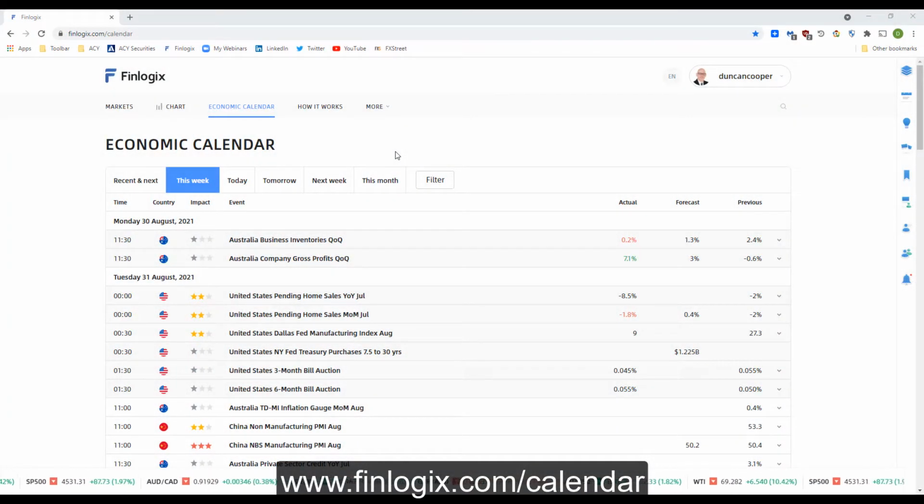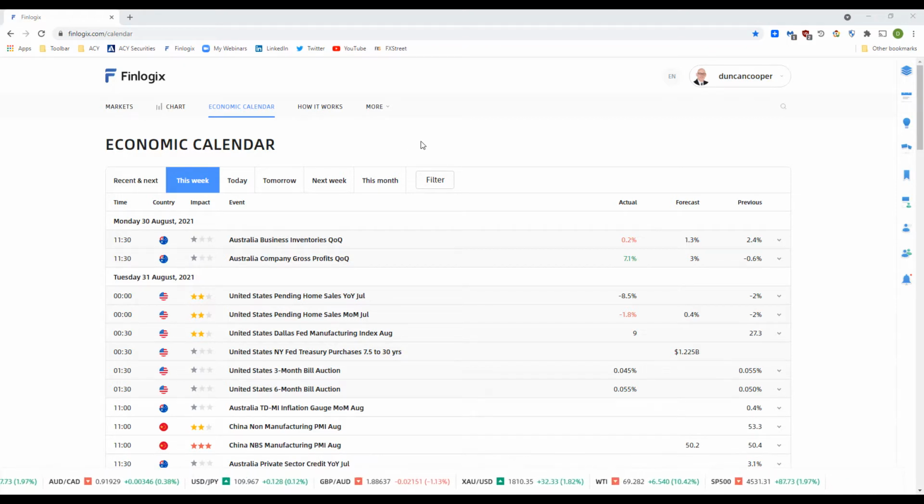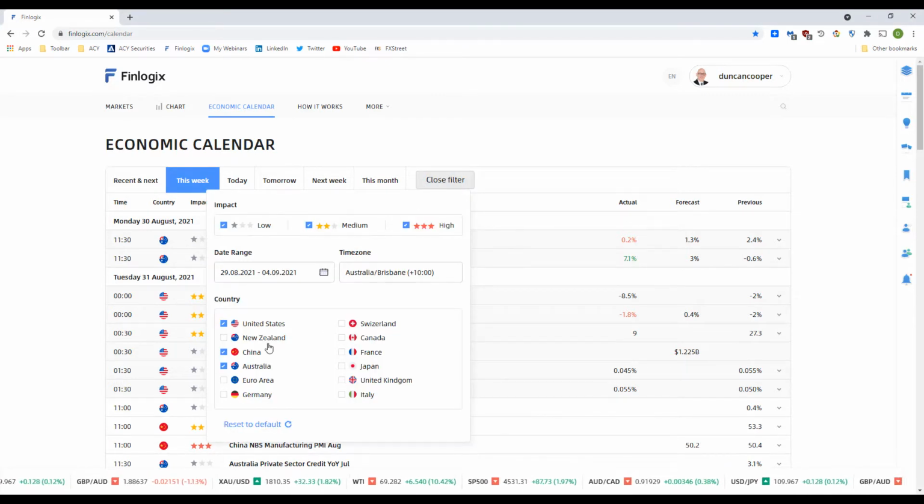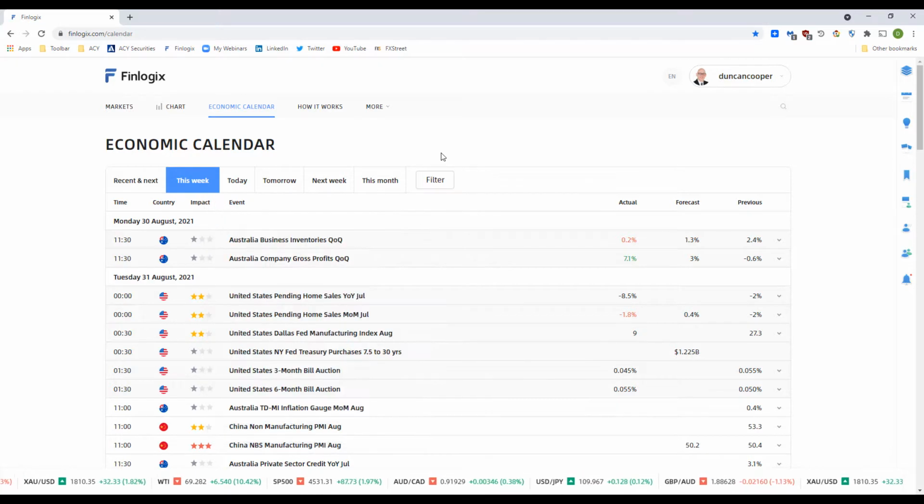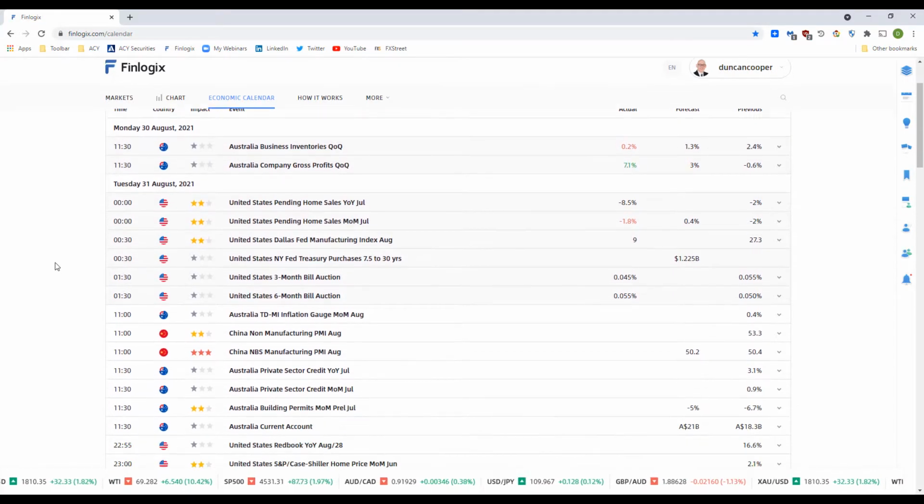Hi traders, just at the FinLogic economic calendar. Now today I'm going to do a top-down analysis of the Australian dollar to US dollar. So I'm just going to go through the news items that can affect that pair this week. I've gone to the filter and filtered to the countries that generally impact the Aussie to the US dollar: the US, China and Australian news. So with that in mind, I'm just going to scroll down.